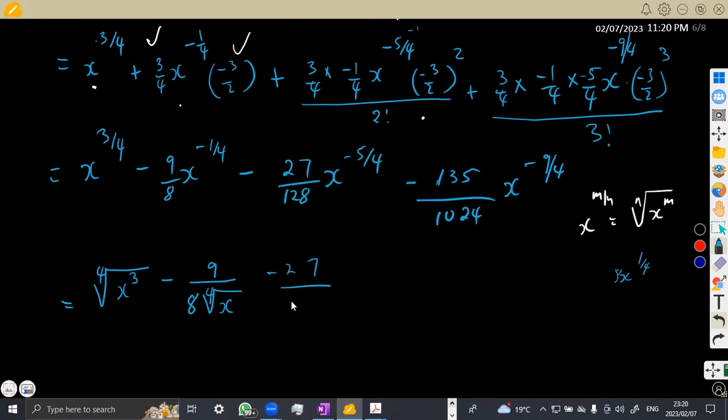Negative 27 over 128. We do the same, 1 over, so it's going to be x to the exponent of 5 over 4, which is the fourth root of x to the exponent of 5. Then minus 135 over 1024, x to the exponent of 9 over 4, which is the same as the fourth root of x to the exponent of 9.